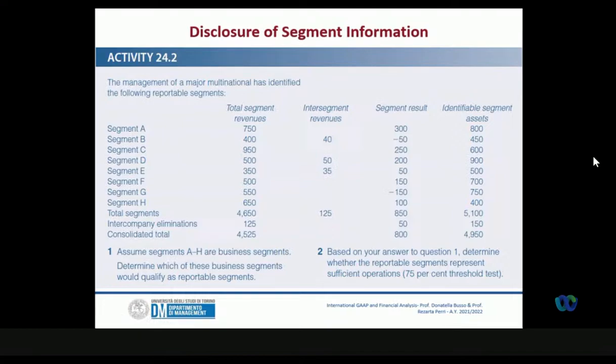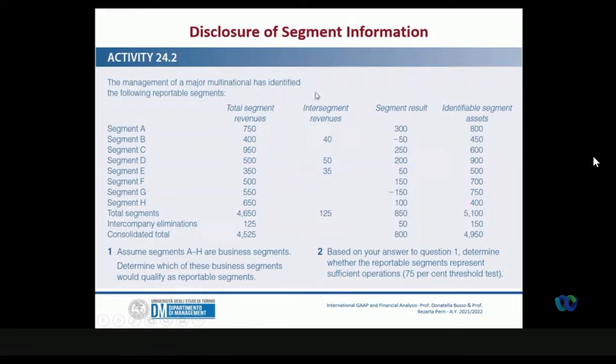For each of the segments, they have reported the total segment revenues and also the inter-segment revenues that are generated through transactions between the different segments themselves. Here we have the segment result, either a profit with a plus or a loss with a minus. And in the last column, we have identifiable segment assets.